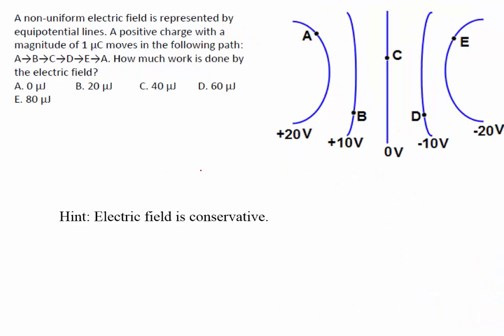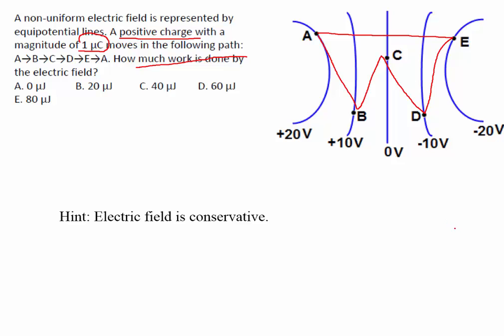Okay, next one, we've got a third question based on that. A non-uniform electric field, again, is represented by the diagram. A positive charge with a magnitude 1 microcoulomb moves in the following path. What path does it go? A to B to C to D to E and back to A. How much work is done by the electric field? Think about it for a moment.